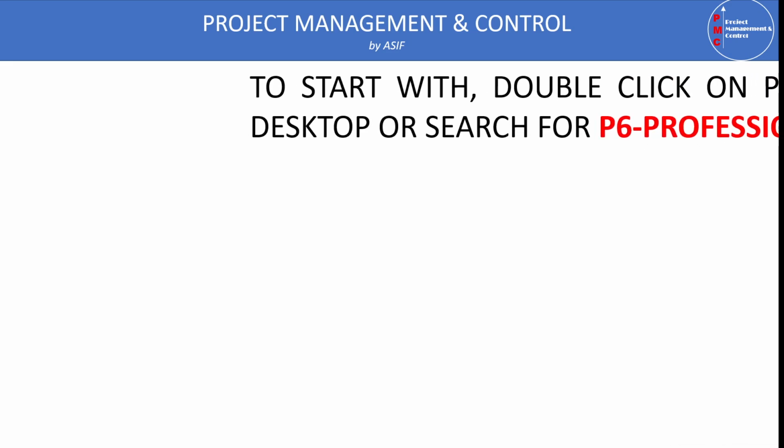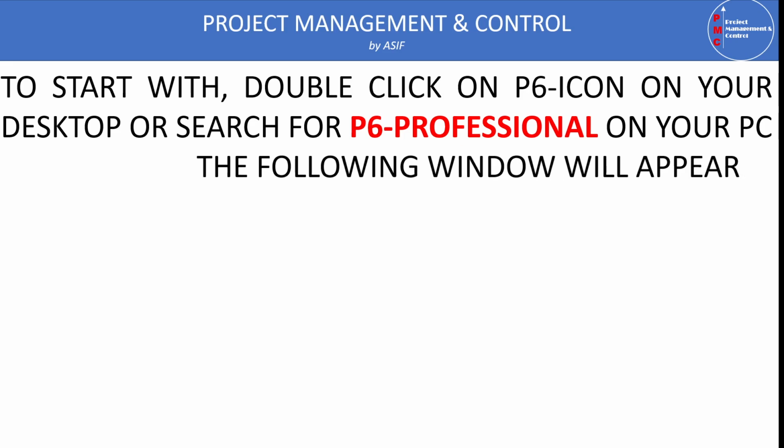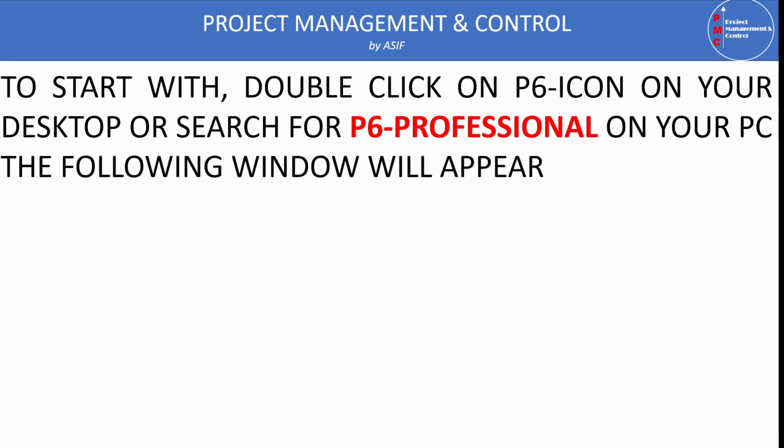Now we will see how we can start Primavera. If Primavera is installed on our machine, an icon automatically appears on our desktop. To open Primavera, we just need to double click this icon, and Primavera will start. Or alternatively, we can go to search and search for P6 Professional. Then from there we can select P6 Professional, and it will open the startup window.